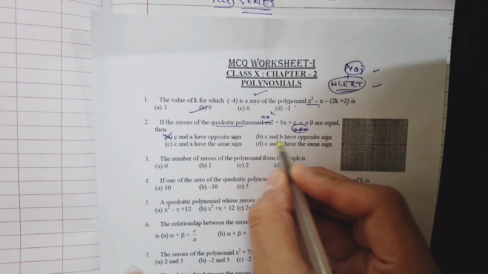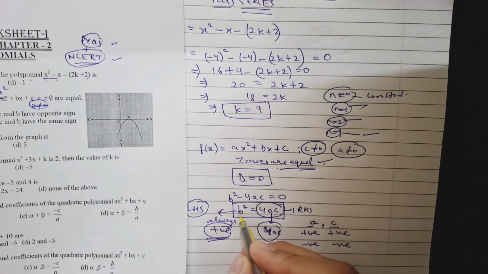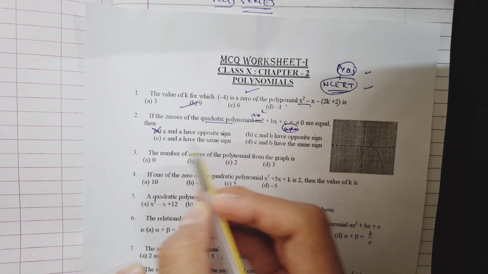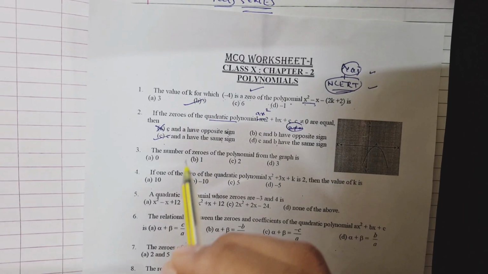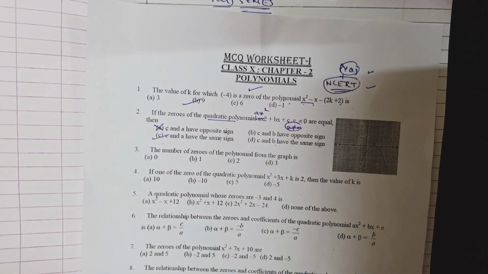Second option, C and B. Here there is no role of B, because B is a square term, B square. Now we will check C and A have the same sign. This is your correct option, because C and A both can be positive or both can be negative. Okay. Now we will move on.